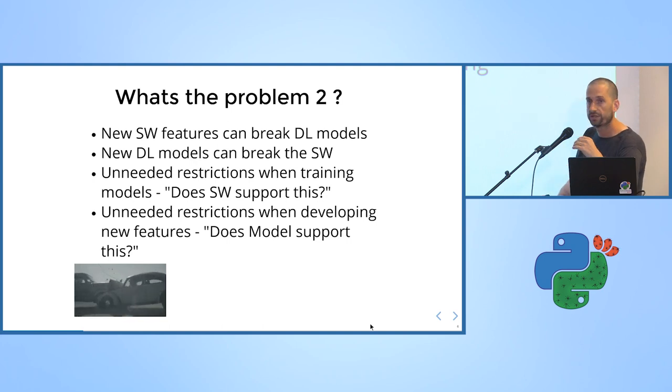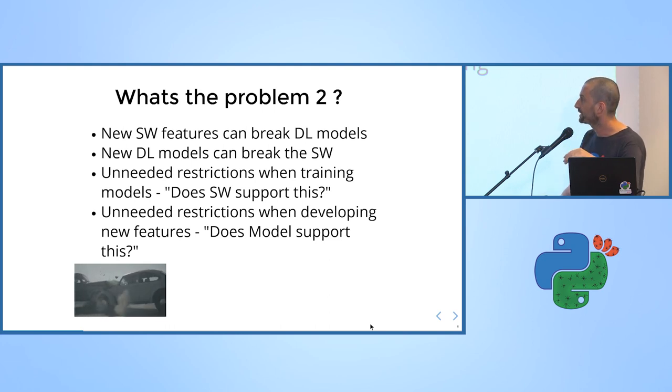And they can break each other. So one end is, I'm developing, that's the obvious, a new model. I'm deploying it to production. And then it breaks the software and I get some index error. On the other end, you develop a new feature and you're not sure whether the model will work with that feature. So those are the two obvious problems.